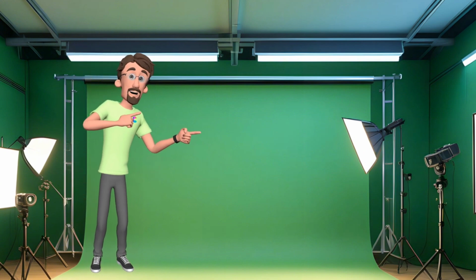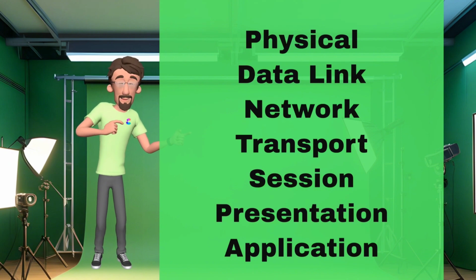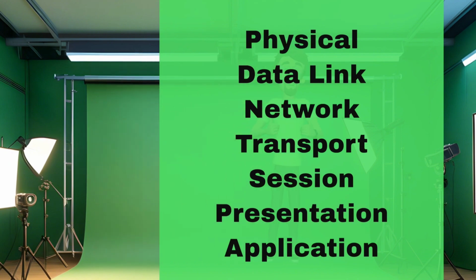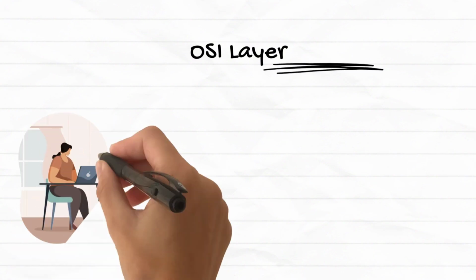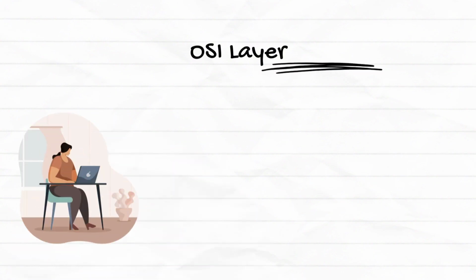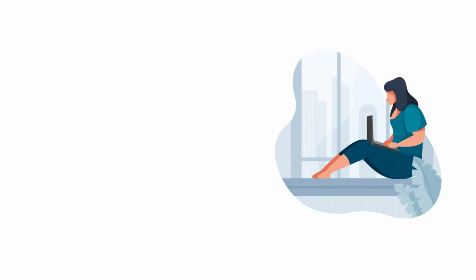The 7 layers of the OSI model are: physical, data link, network, transport, session, presentation, and application layer. I am going to explain the OSI layers with a story. Once upon a time, in the digital realm, there was an email named "Greetings from Pune." It wanted to travel from a computer in Pune to a friend's computer in Mumbai.